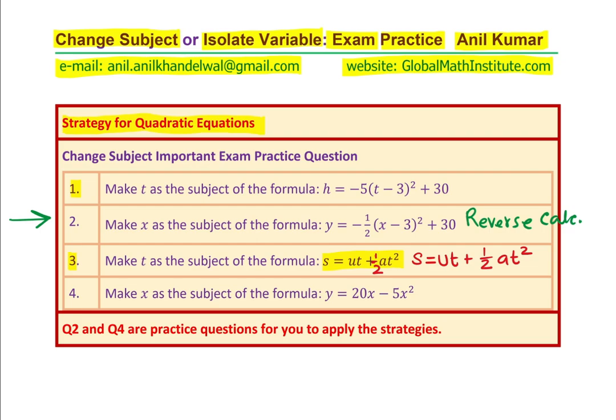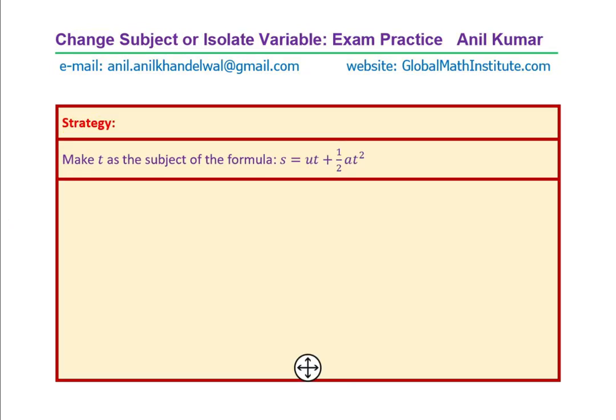Now let's take up the third question, where we need to modify and do a lot of stuff. So I modified this question to s equals ut plus half at square, which is a standard formula, and we will take t as greater than or equal to 0. Now this is a different quadratic equation. How do we solve such an equation?